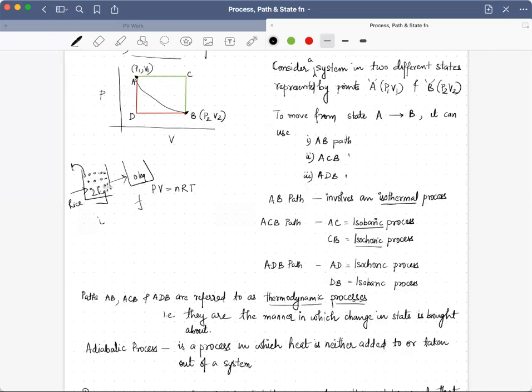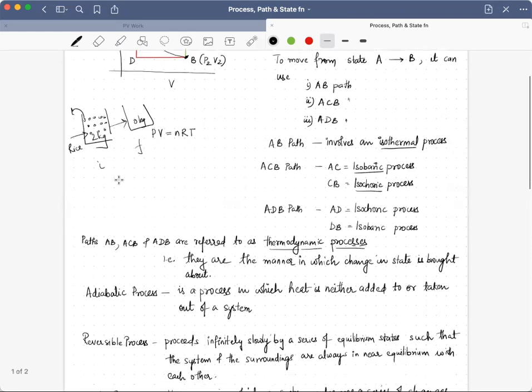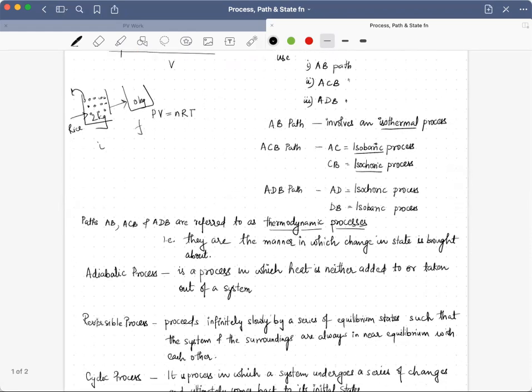So that is how a reversible process is imagined, which is actually a hypothetical situation. We can never do the process at such a slow pace. But to understand thermodynamics, we consider reversible processes.